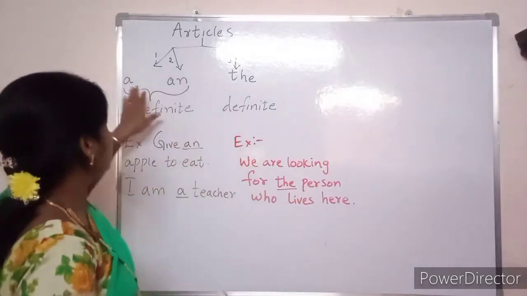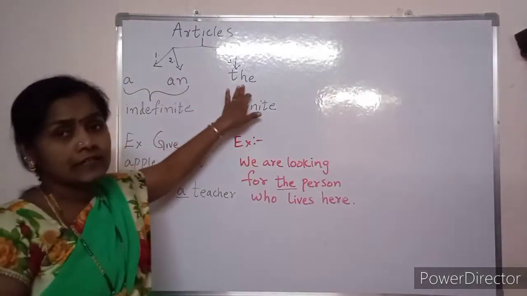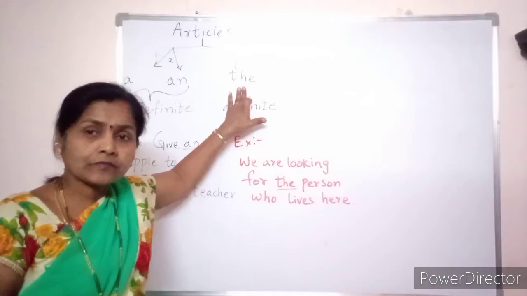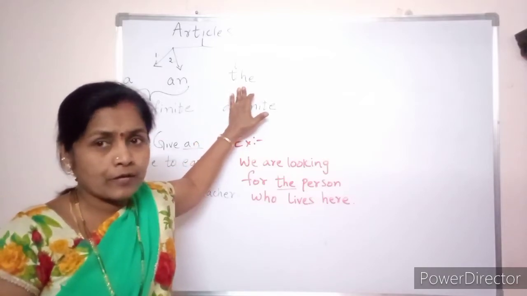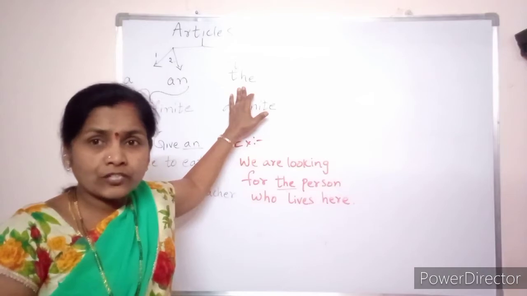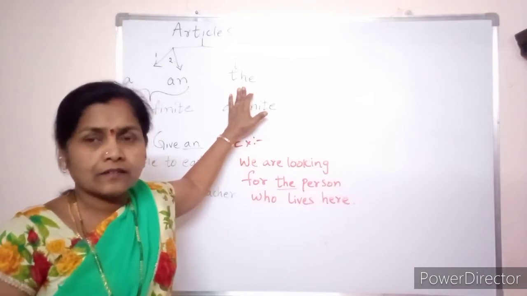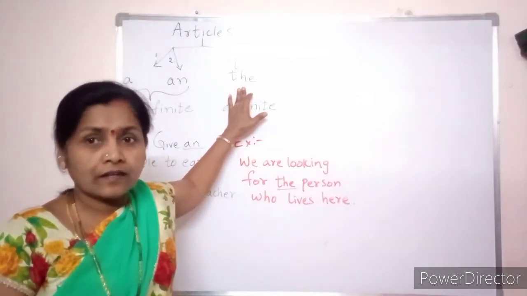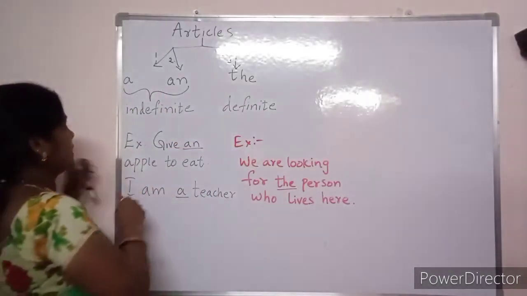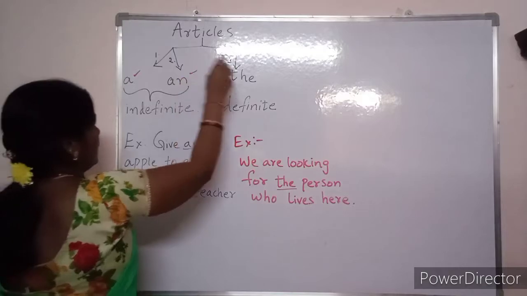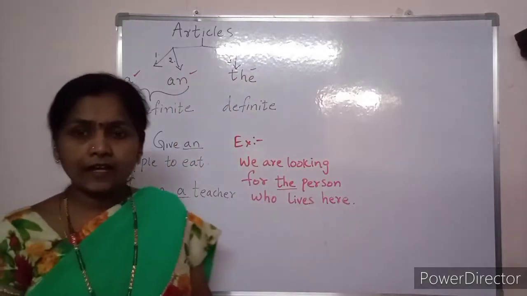What are these articles? A, an, and the. These three are called the articles. A, we pronounce it as "uh", but actually we should say it as "a". A, an, and the. These three are the articles.